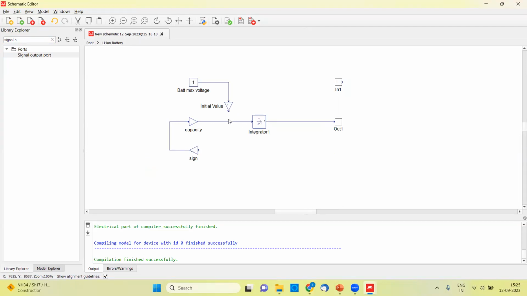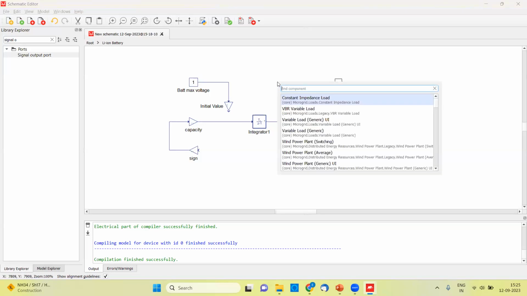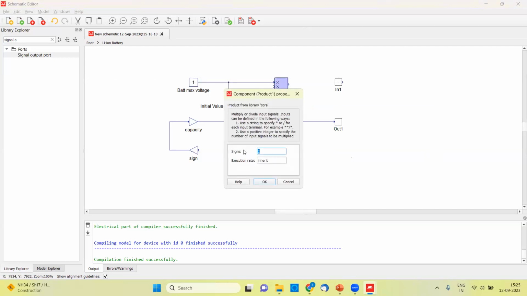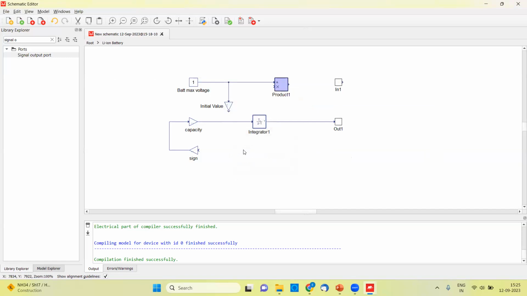One by one I will be explaining which component is representing what and how they have been connected. Before that, I will just take one product block over here. Now what I want to do is connect the top part over here, and change the sign to divide and multiply. Basically, what I want is that this maximum voltage should be divided by this output voltage.